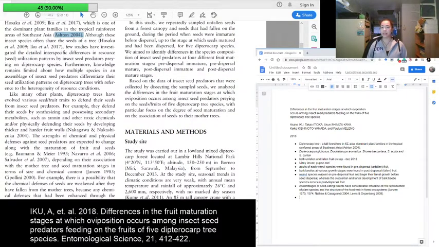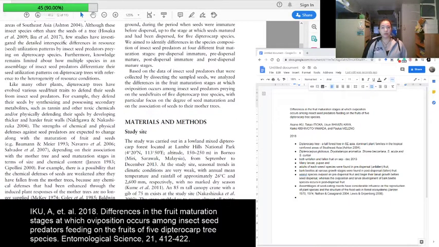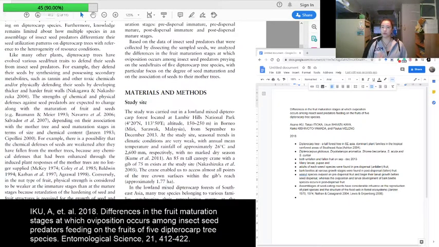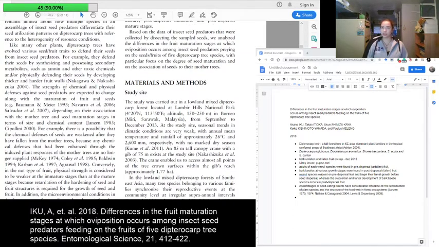So like many other plants, dipterocarp trees have evolved various seed and fruit traits to defend their seeds from insect seed predators. For example, they defend their seeds by synthesizing and possessing secondary metabolites such as tannin and other toxic chemicals, and or physically defending their seeds by developing thicker and harder fruit walls. I haven't looked at any of the chemicals in mine, but they do have sort of a harder fruit wall to protect their seeds. But I still found lots of insect predation, so something to look into.